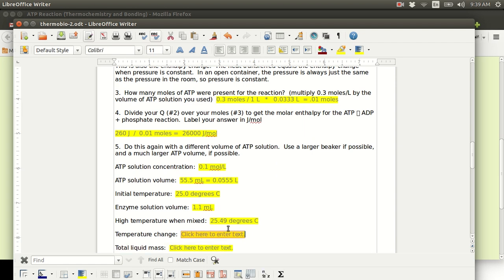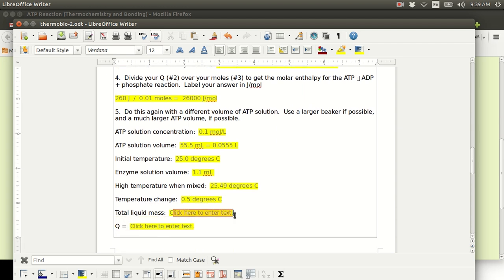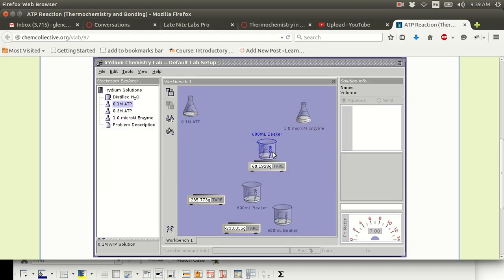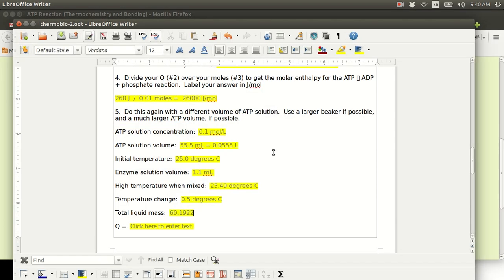Temperature change, it's really 0.49 degrees Celsius, but I'm using significant figures rules, and you don't have to, but I like to, so I put 0.5 degrees Celsius. Total liquid mass, I already forgot. 60.1928 on the scale. The Q. Now Q equals MC delta T. And the mass was 60.1928. The C was 4.184. It's the same C, it's just for water. Delta T was 0.5 degrees Celsius. And that 0.5, that's one significant figure.